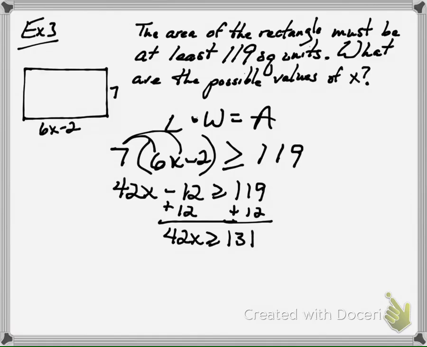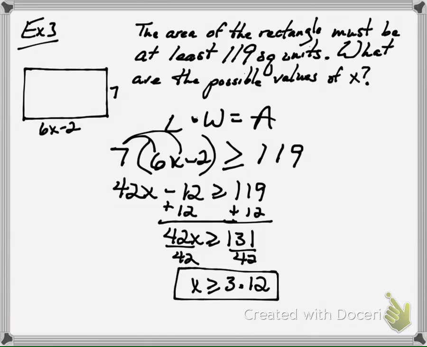And I'm going to get out the calculator for this one. Let's see, we've got 131 divided by 42. That gives me, oh, I had a decimal in there. 3.12 looks like. So x is, let me show my work here. Divide by 42, divide by 42. x is greater than or equal to 3.12. So that would be your answer.